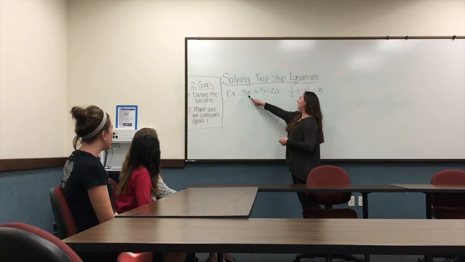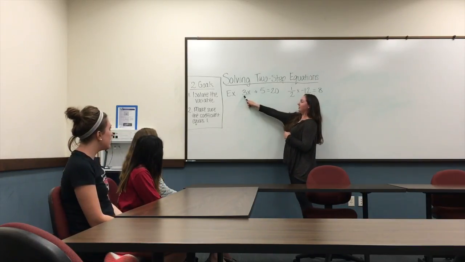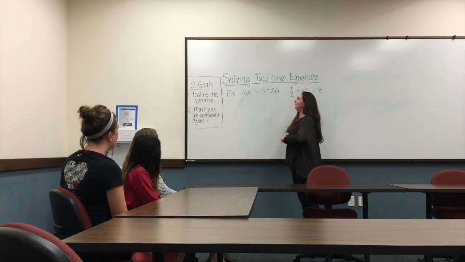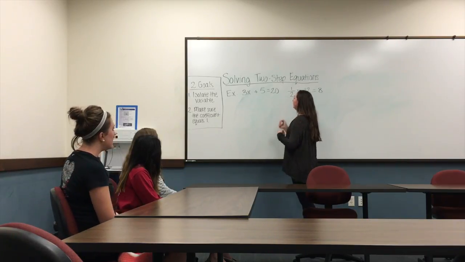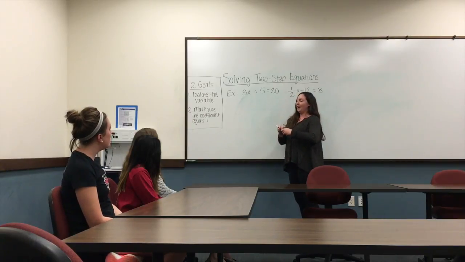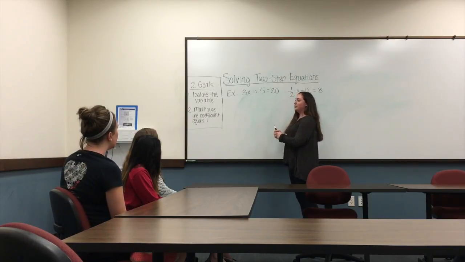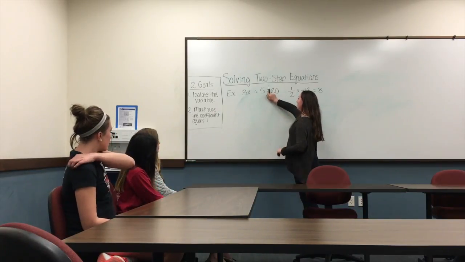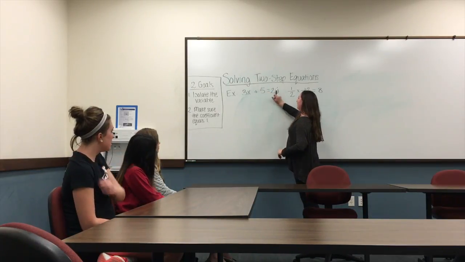As we can see, the variable, the constant, and the coefficient here is 3. But in two-step equations, it's just slightly more complicated and we have to do one more step than before. So as we talked about last time, it's really important that whatever we do to one side of the equation, we do to the other, because the equal sign divides this side from the other.